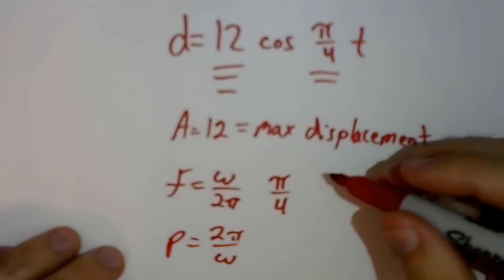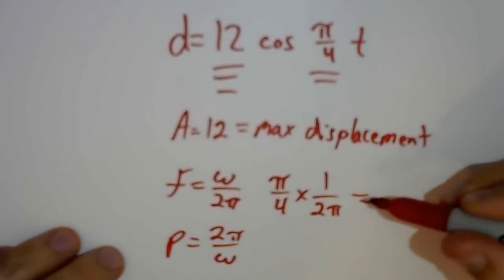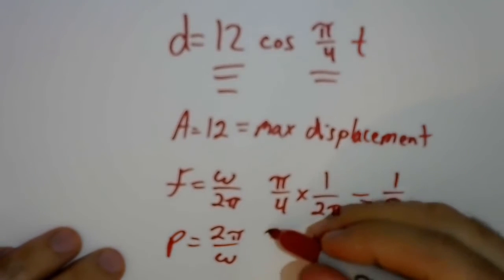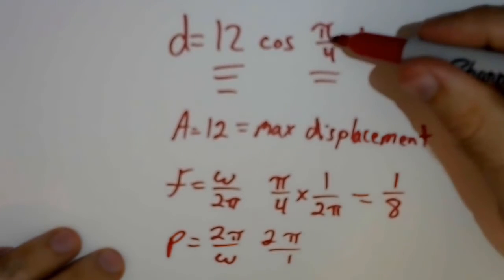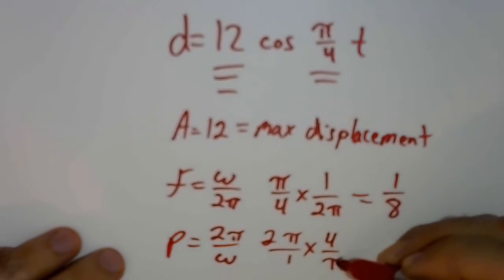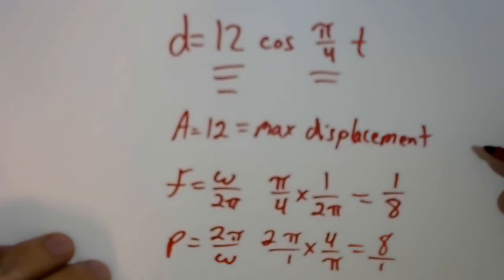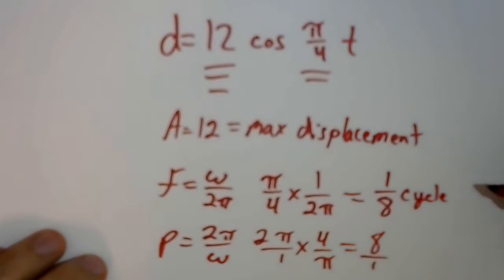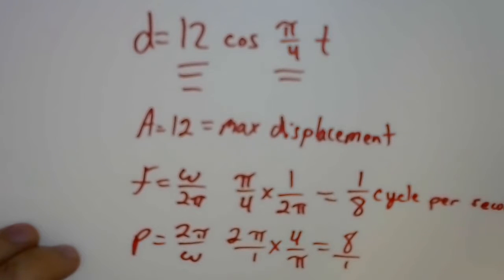Instead of being divided by 2 pi, I'm going to do times 1 over 2 pi. The pi's will cancel out. I'll be left with 1 over 8. If I have 1 over 8 here, I know I'm going to have 8 over 1 on the bottom. Instead of being divided by pi over 4, this will be times 4 over pi. Pi's cancel out. 2 times 4 is 8. 1 times 1 is 1. So the frequency here is 1/8 of a cycle, or 1/8 of the total cycle per second.